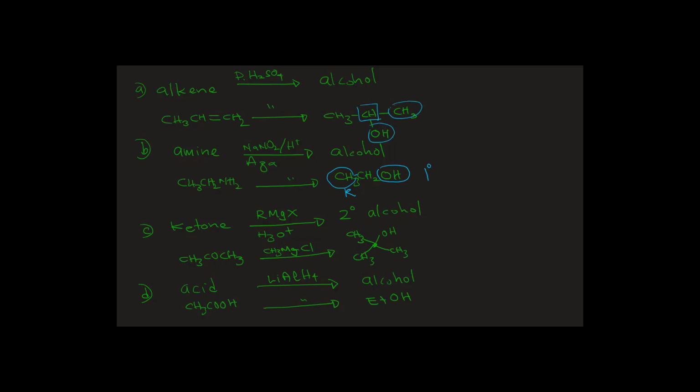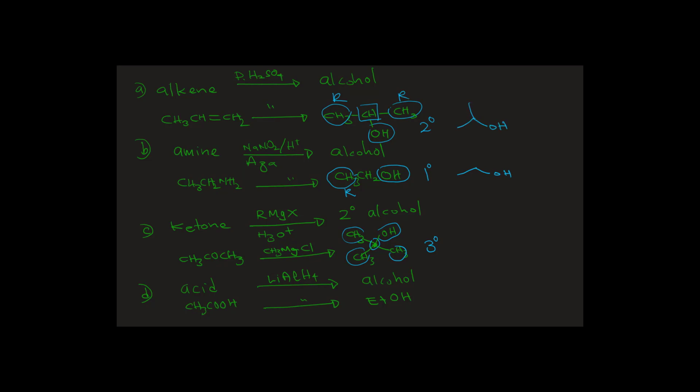Now, the other thing to note is the alcohol type. You see this one has one R group attached. It's a primary. This alcohol has two R groups attached. It's secondary. And look at this one, the tertiary one. You have three R groups attached to the carbon attached to the hydroxyl group. So therefore, it's a tertiary.